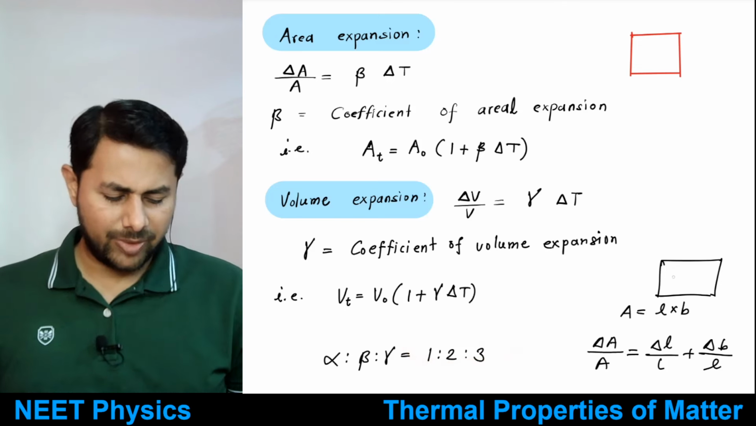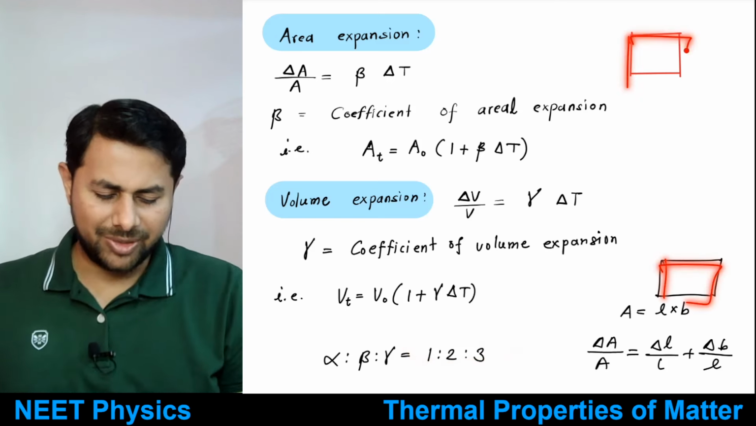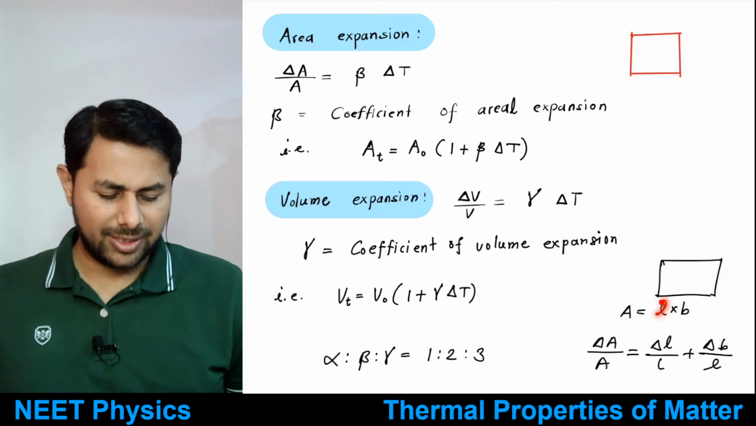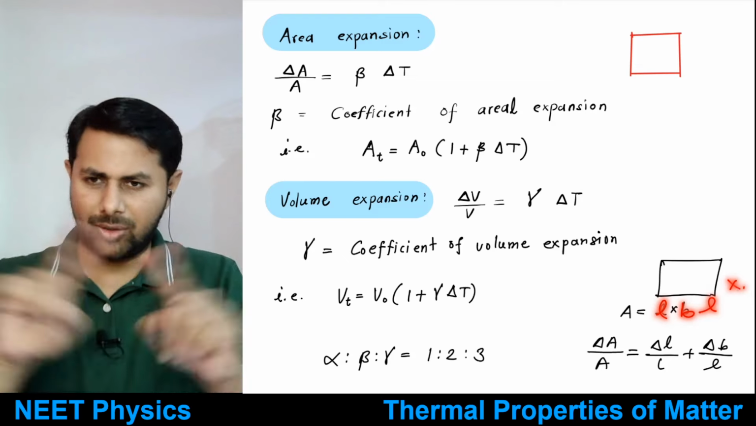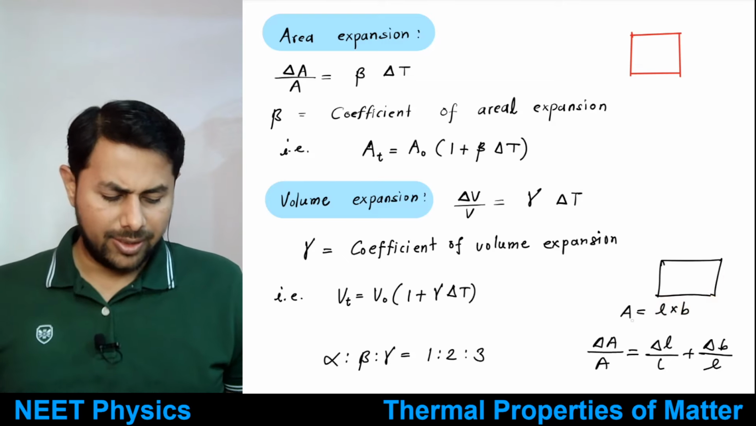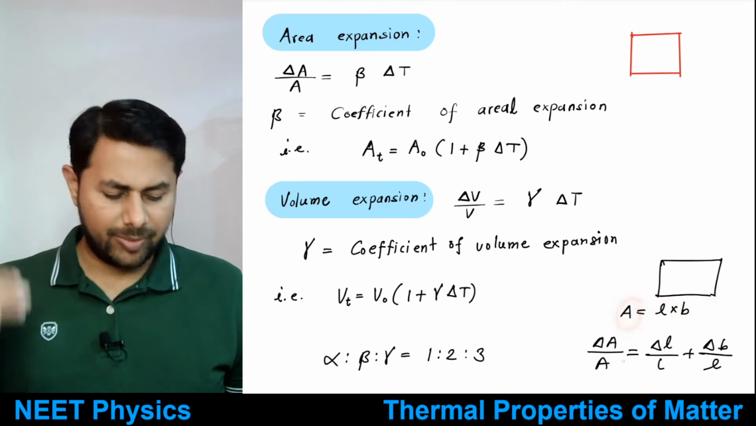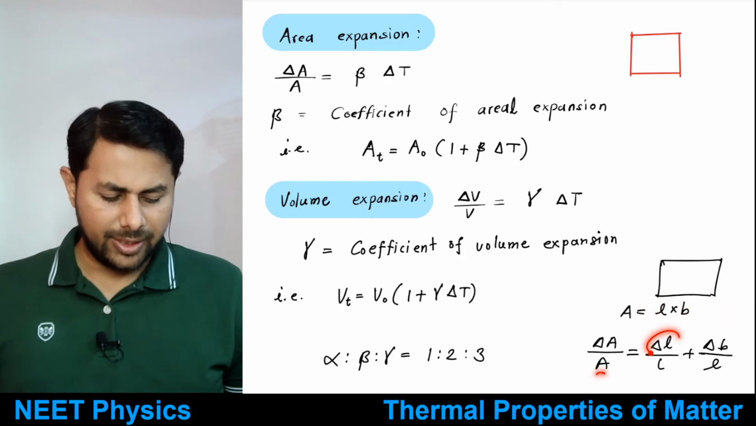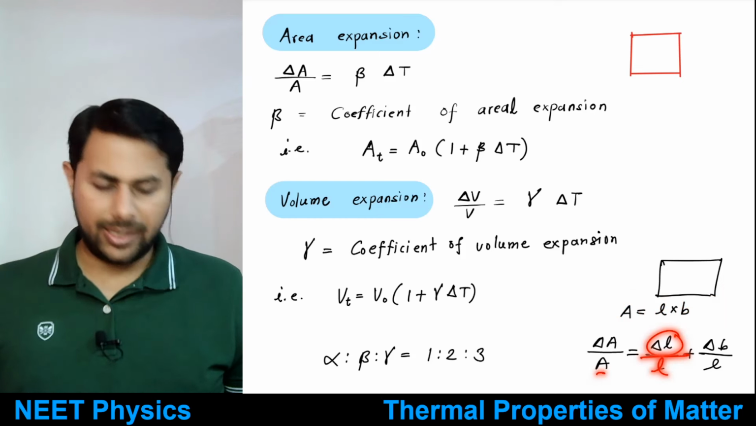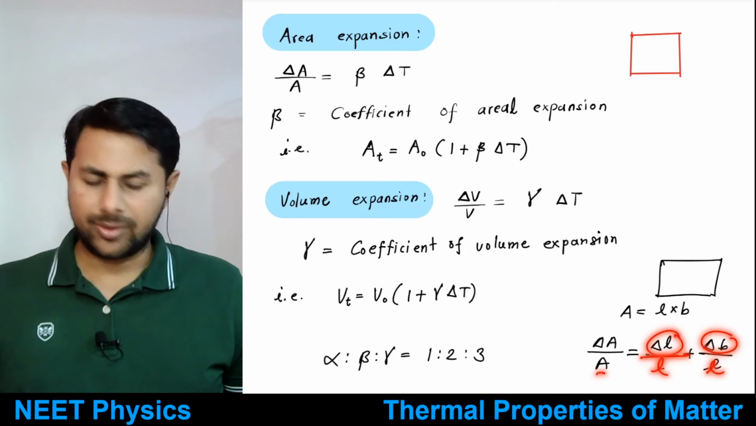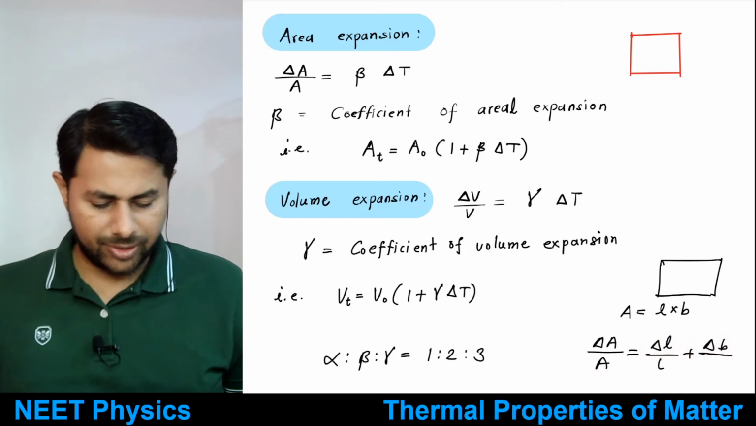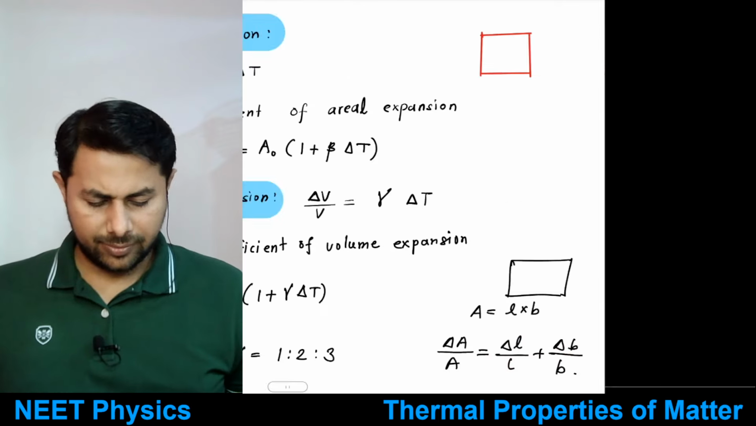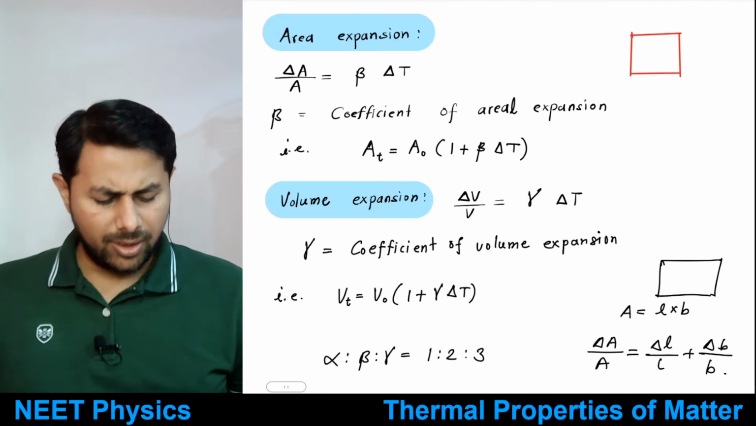And for an example, you have this area. So it has length and breadth. So area is what? Length times breadth. Area of a rectangle is length times breadth. So you can say change in area per unit original area is what? Change in length per unit original length plus change in breadth per unit original breadth. Here it should be delta B by B. Okay.